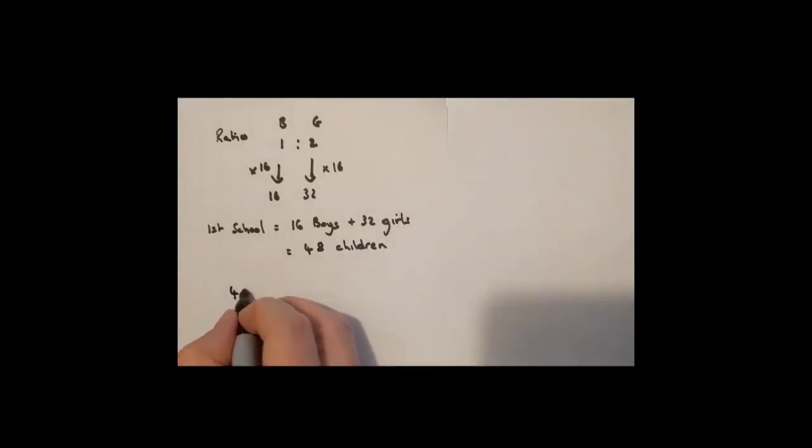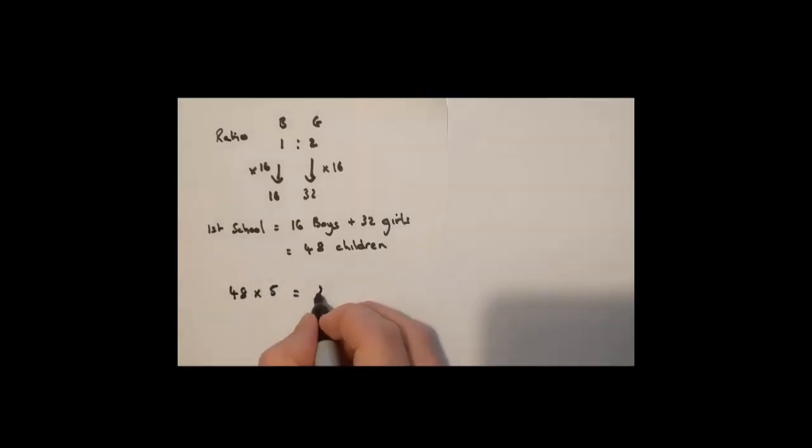We know that there was 5 schools that attended the conference, and they all sent the same amount of children, so 48 times 5 gives us 240 children in total.